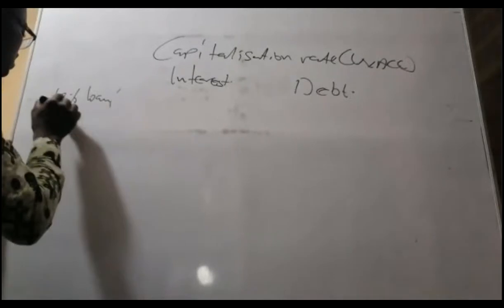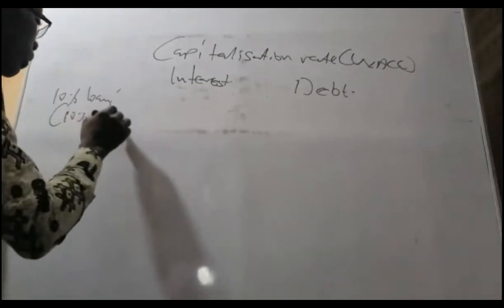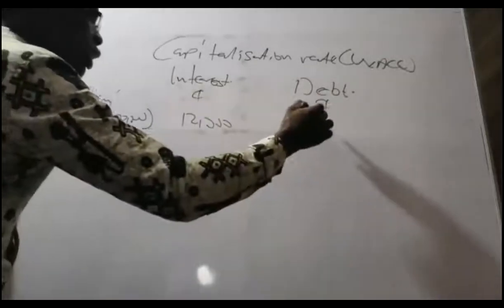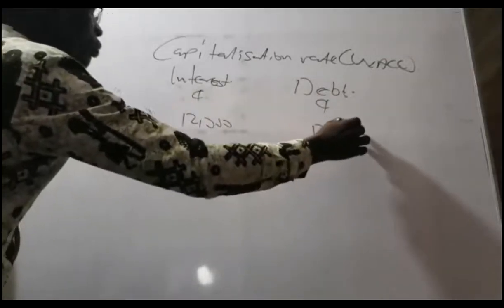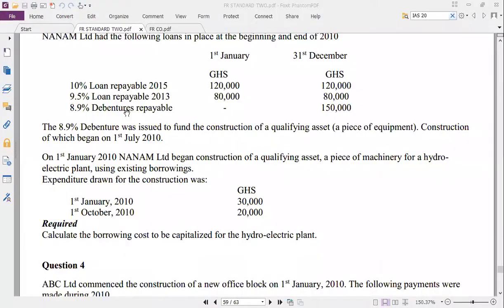But let's do the calculation here. 10% times 120,000. That will give us 12,000. The value of the debt is what? 120,000. Now let's go and pick the next one. Then we calculate the interest. The next one is 9.5%. That's 80,000.